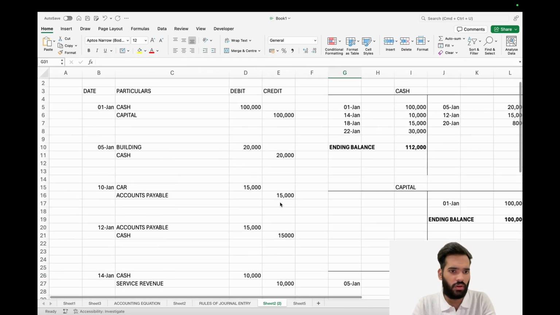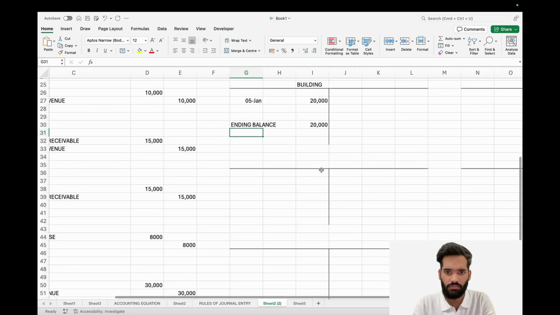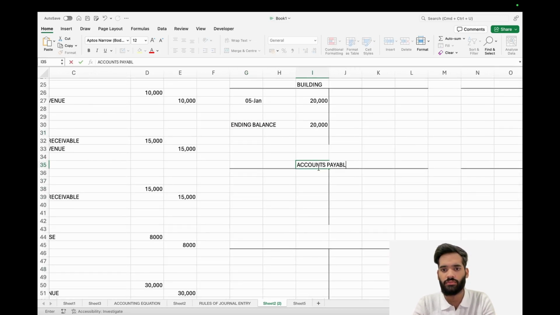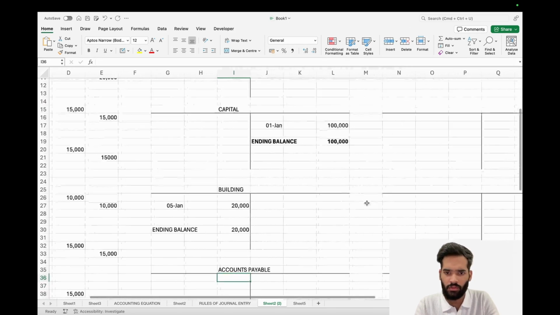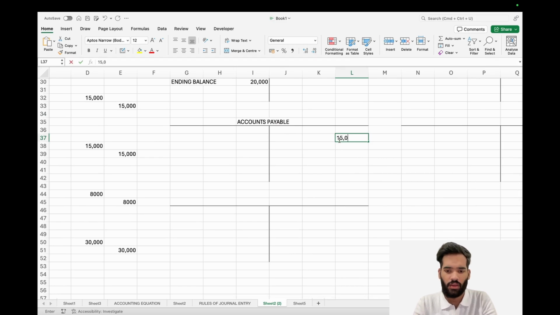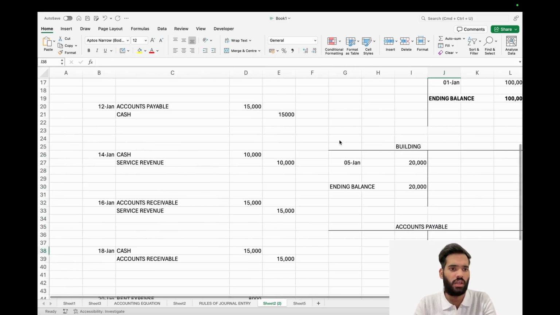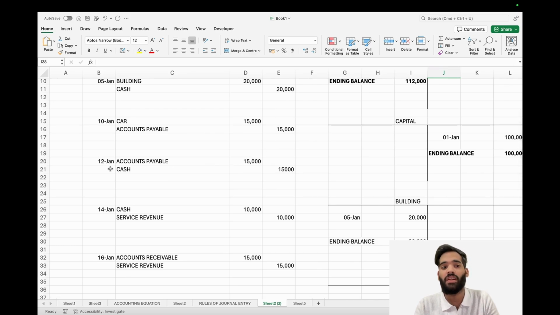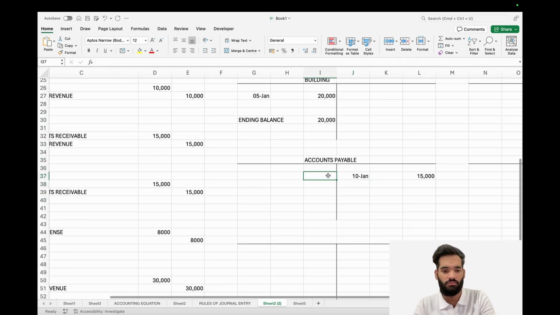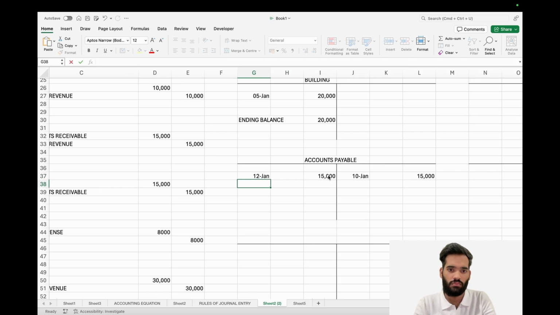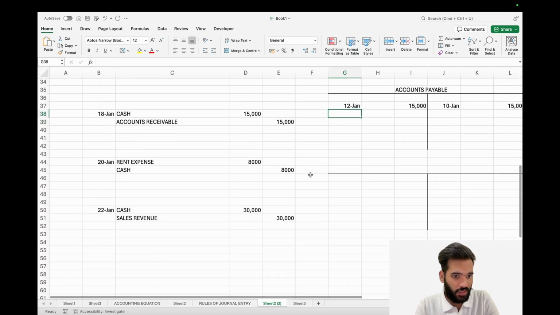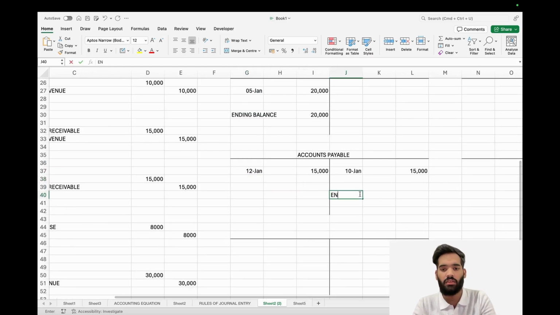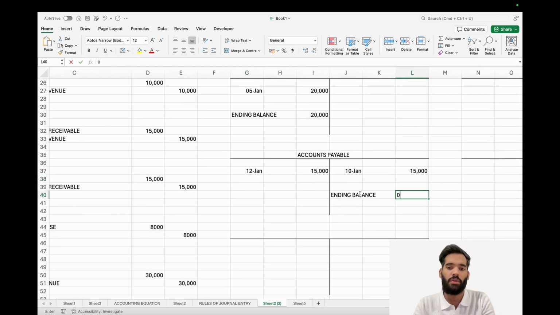All right. Next one, we have accounts payable. So we have accounts payable credit 15,000, and it was on the 10th of January. Then debit 15,000 on 12th January. After that, do we have any more accounts payable, or is that it? Yeah, I think that's it. So in this case, ending balance is 0, because the total credit minus the total of the debit side is 0.